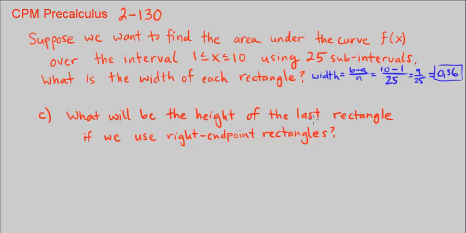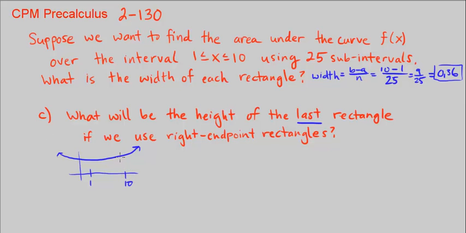Part C asks, what will the height of the last rectangle be if we use right endpoint rectangles? We're not at the first rectangle now, we're at the last one. Again, we don't know what f of x is. We're just given it's the curve called f of x. So let's say this is our curve, and this is our region 1 through 10. I'm just drawing any curve to see a picture of what we're looking at.